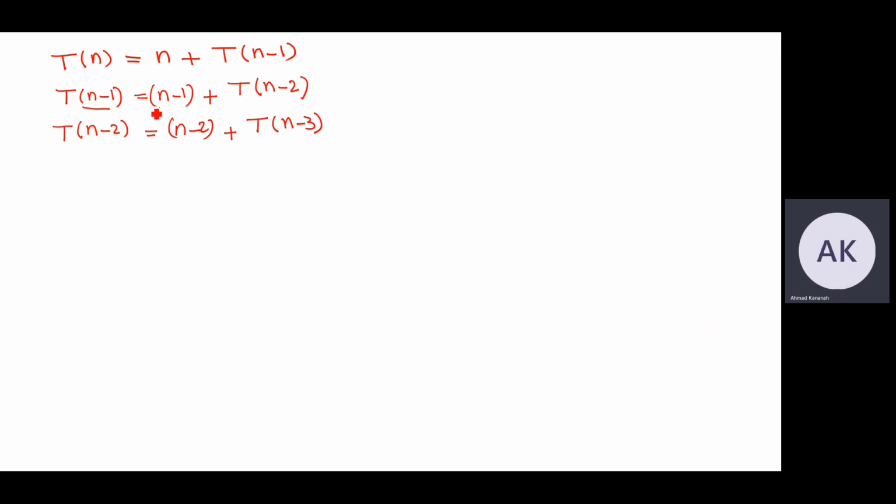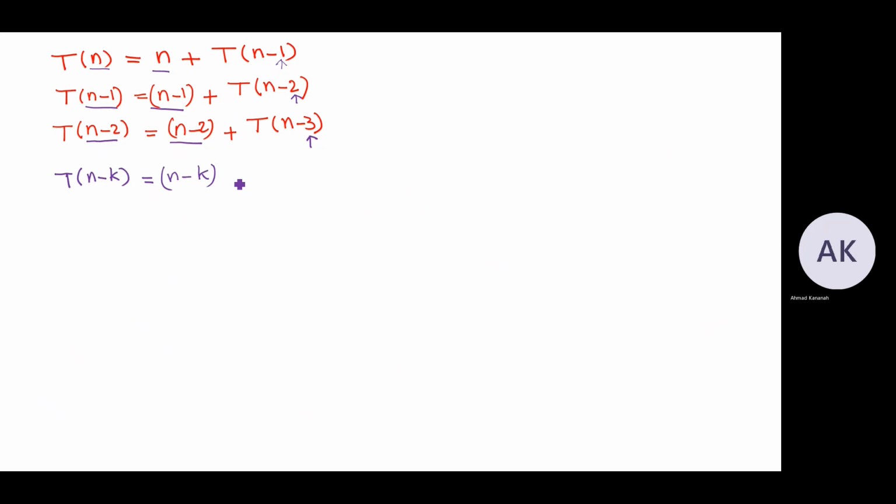As you see, this is similar to this one. I want to change the color to show you how. As you see, n minus 2, n minus 2, n minus 1, n minus 1, n, n. Next term: 2, add 1 to 2, 3. 1 here, 2. 0 here, 1. Now, I think you can guess the time required to run the algorithm when the input equals n minus k. By analogy, it equals n minus k plus the time required for n minus (k plus 1).